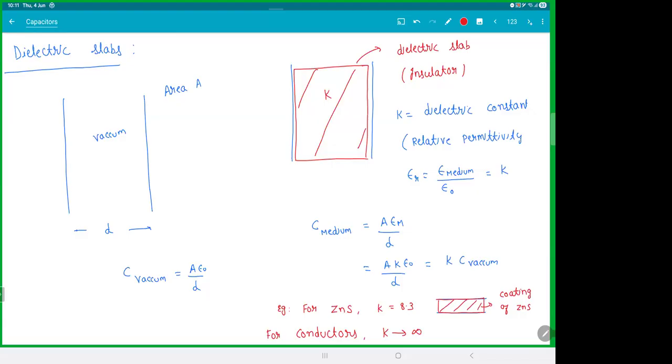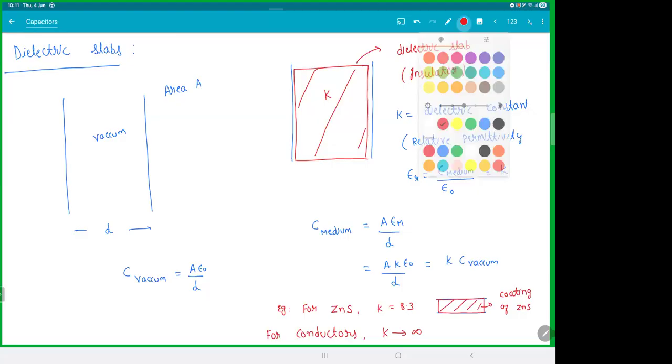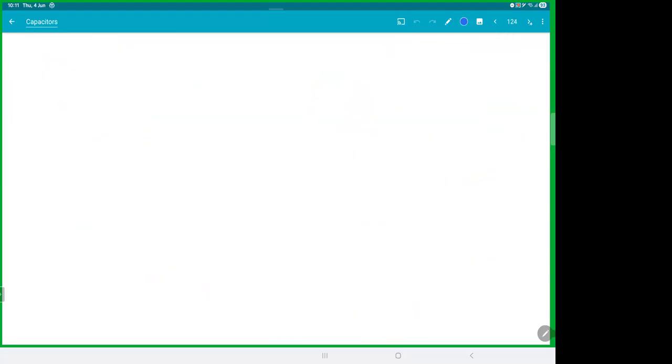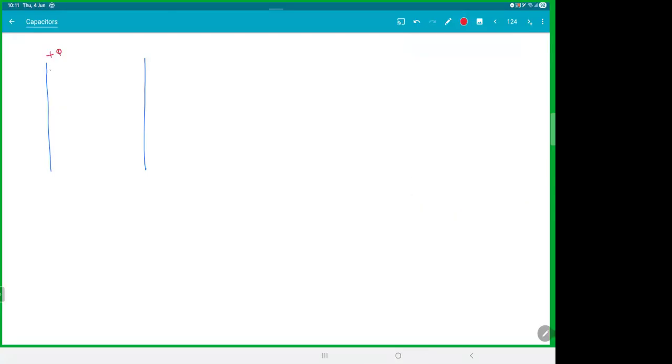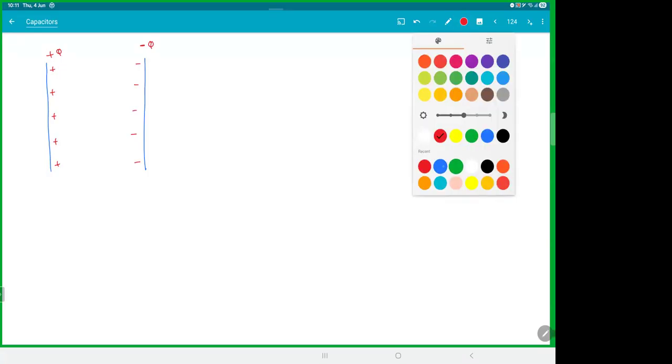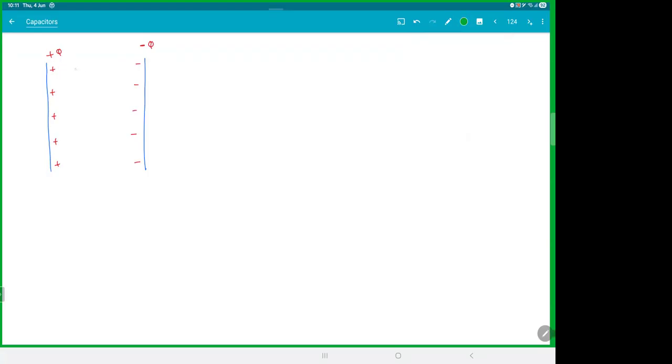So what is exactly happening inside the dielectric slab? That's the thing we need to figure out. Now look at this. When you take these two parallel plates, which have some charges plus Q and minus Q, now you're putting a slab in between them. Let's say there's a small gap there. So what actually happens? Remember I told you this in the dielectric topic.